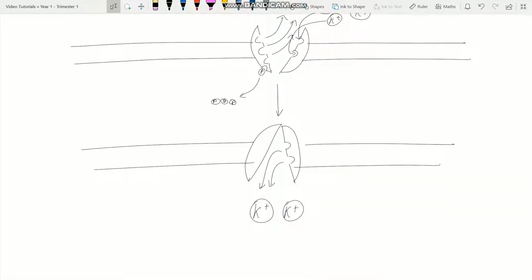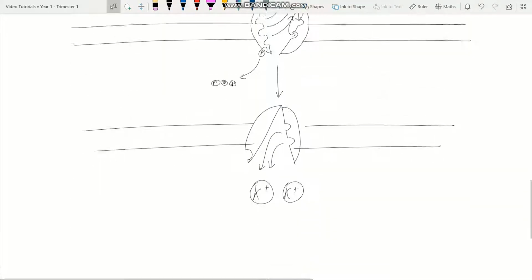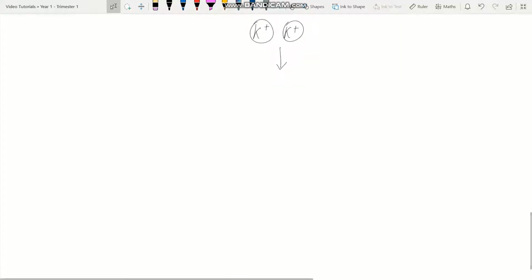And then, because the phosphate group has been removed, the protein transporter is able to return to its original shape, which was present in the first image here, and therefore allow for the process of the potassium molecules to pass into the cell. Now that's the process of primary active transport. There is also secondary active transport that is present.